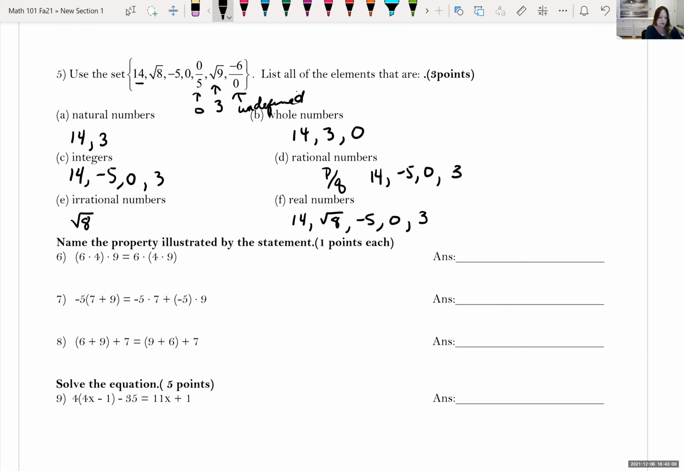So properties, name the properties illustrated by the statement. So we have 6 times 4 times 9. Notice just the parentheses has moved. And so moving just the parentheses, because it's strictly multiplication, this is the associative property of multiplication. The next one we have -5 times the quantity 7 plus 9, and this is equal to -5 times 7 plus -5 times 9. So right there, they're using the distributive property.